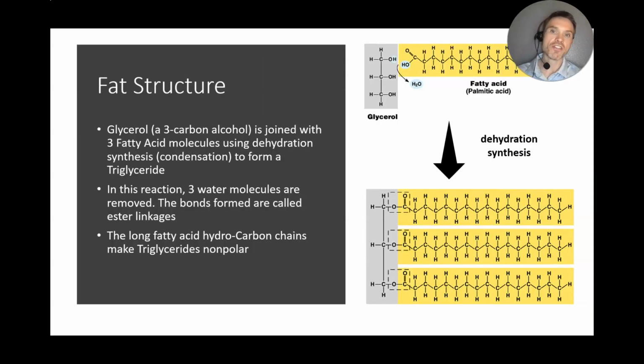So the structure of a fat molecule usually starts with a molecule called glycerol. Glycerol is a 3-carbon alcohol, and that alcohol is joined by 3 fatty acid molecules. Once again, using a dehydration synthesis reaction to form what we call a triglyceride. In this particular reaction, 3 water molecules are removed. The bond that we form, once again, is a covalent bond. When we talk about fats, we call this an ester linkage.